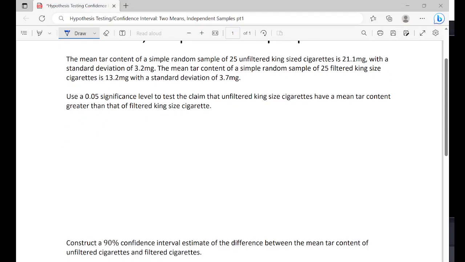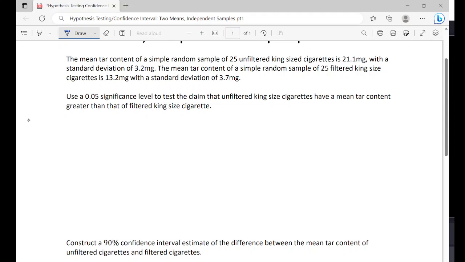So we got our information all up here in the first paragraph, and we're going to test a claim. Now this kind of question is a mean sample. So again, we still have two groups, the unfiltered and the filtered. So we need to collect all the information off to a side so we can reference it quicker when we're putting it into a calculator.